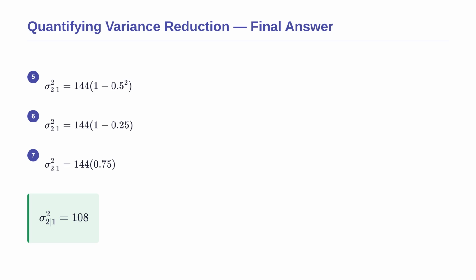Continuing with our variance calculation, we substitute the original variance of 144 and the correlation coefficient of 0.5. Squaring 0.5 gives 0.25. Subtracting this from 1 gives a reduction factor of 0.75. Finally, we multiply the original variance by this reduction factor. The new variance is 108. In plain English, by knowing the exact time of the heart failure, we have reduced our uncertainty about the kidney failure by 25%. The correlation acts as a bridge of information.